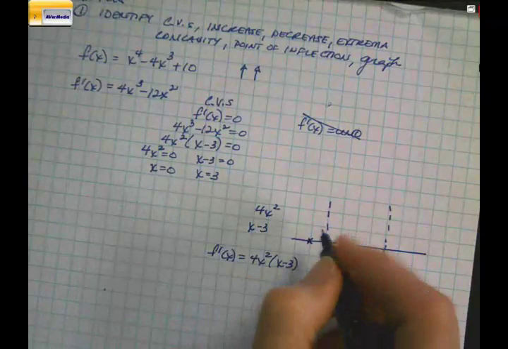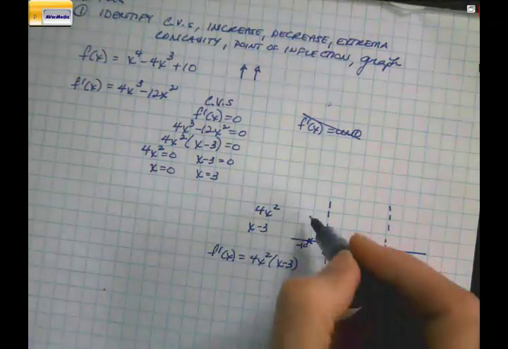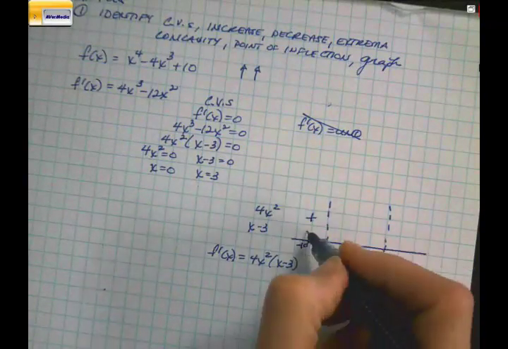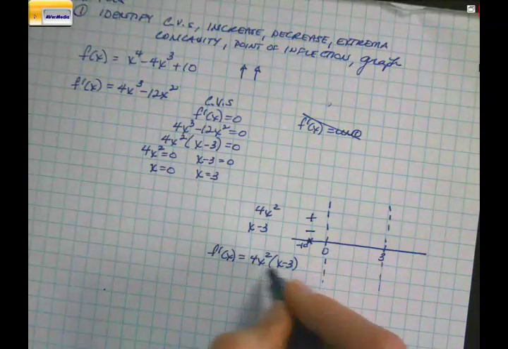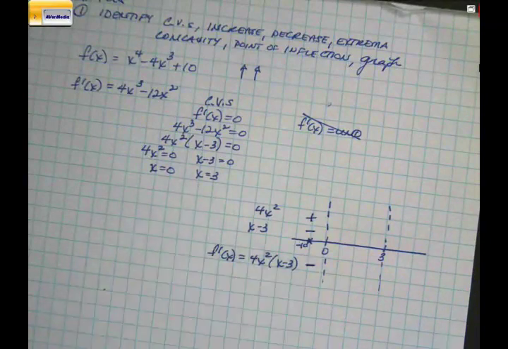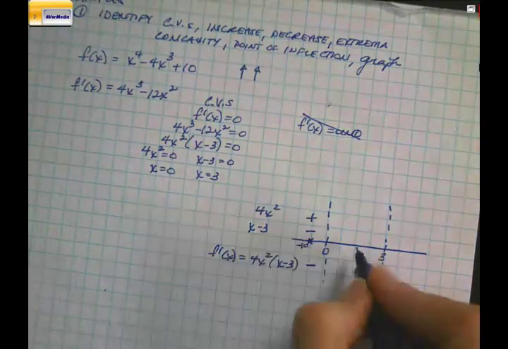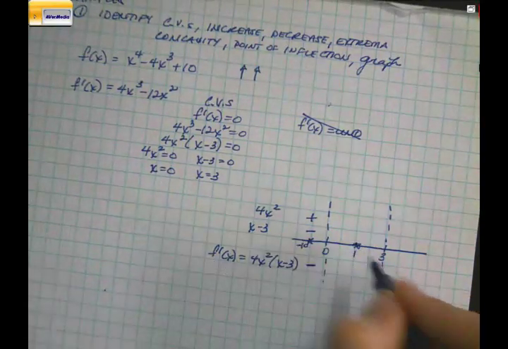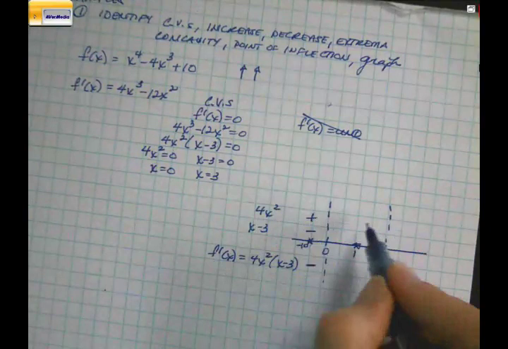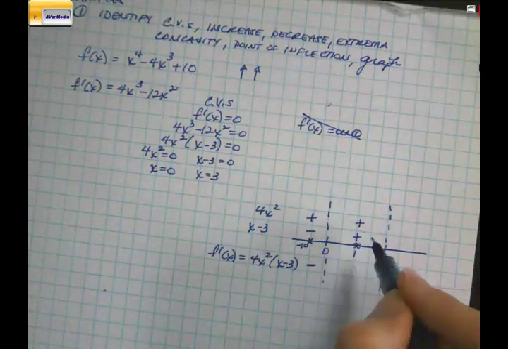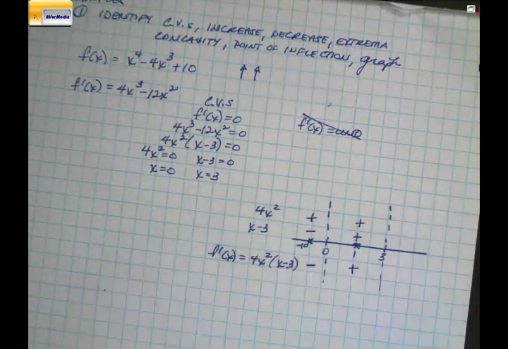Okay, so let's pick a test point of, say, negative 10. 4x squared would be 4 times negative 10 squared, which is 4 times 100, which is 400, which is positive. Negative 10 minus 3 is a negative 13, which is negative. So the product of the positive times the negative is a negative result to the left of 0. Between 0 and 3, I can pick a test point of 1. 4 times 1 squared is positive 4, which is positive. 4 minus 3 is positive 1, which is positive, so their product is positive.